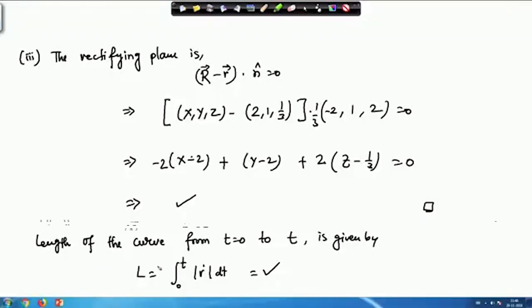In the last class, after deriving the equation of the rectifying plane, I moved on to show you how you can calculate the length of a curve from a point t equals 0 to a certain point, let's say t equals t1. This is basically given by the integral from 0 to t of mod r dot dt.